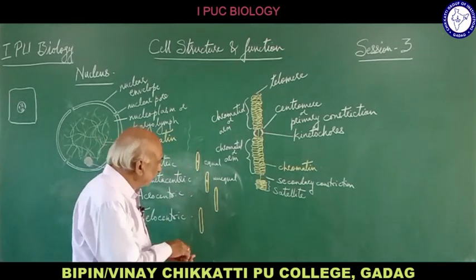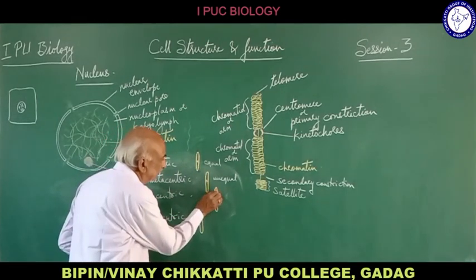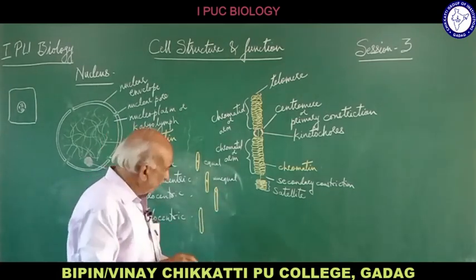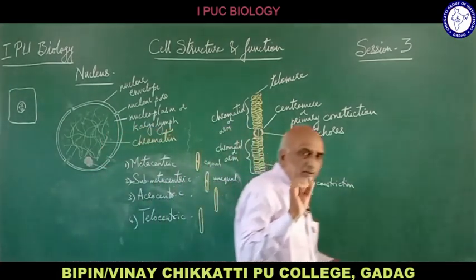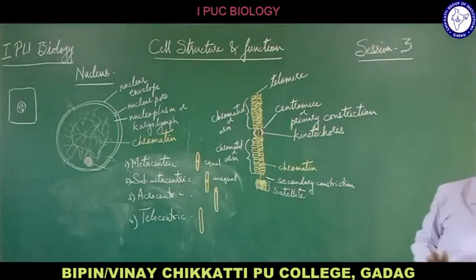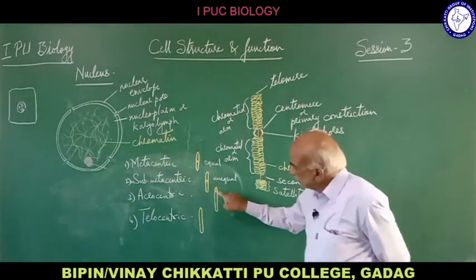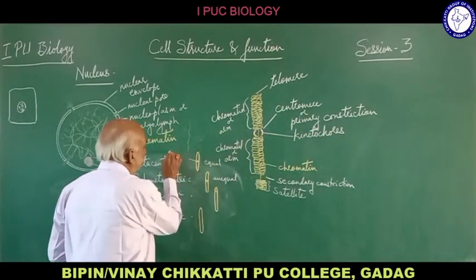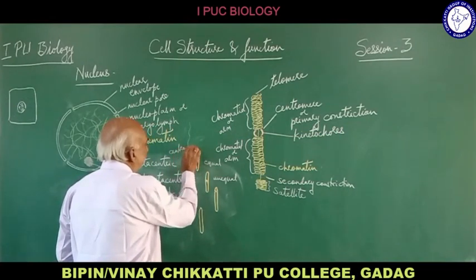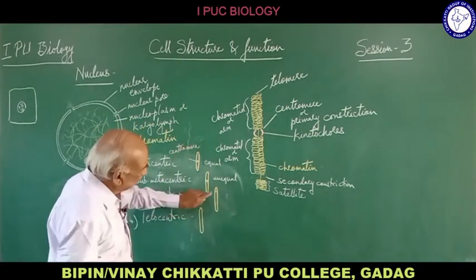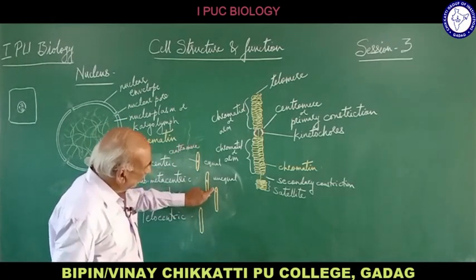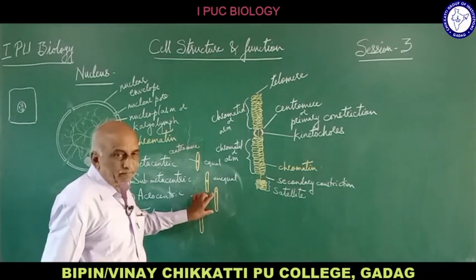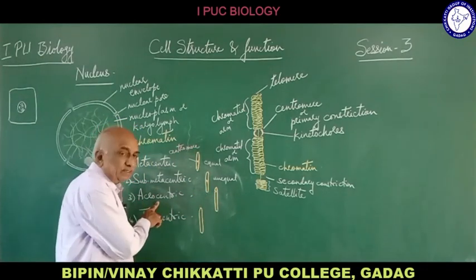Now in case of acrocentric, what happens? The centromere is almost close to the telomere, so that there is one very short chromatid and one very long chromatid. See here, this is the centromere. So the centromere which is present is in this position. So the centromere is close to the telomere, so that a very short chromatid and a very long chromatid are seen. So that is called acrocentric.